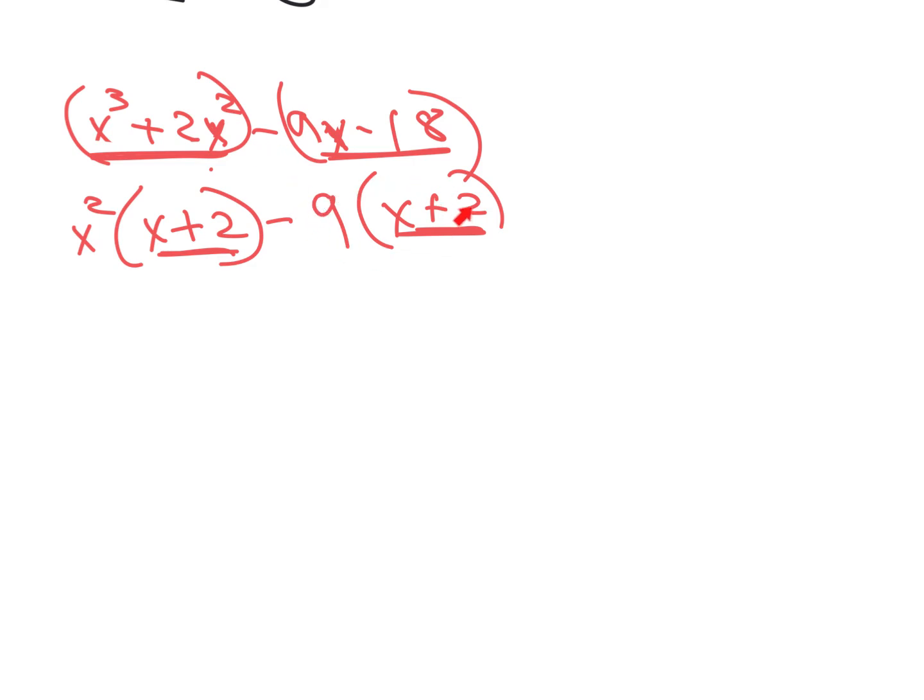9 times 2 is 18. I need a negative 18. These two have to be the same. If this is a negative 18, then this 9 has to be negative. If I would have made this 2 a negative, negative 9 times negative 2 would have been a positive 18.